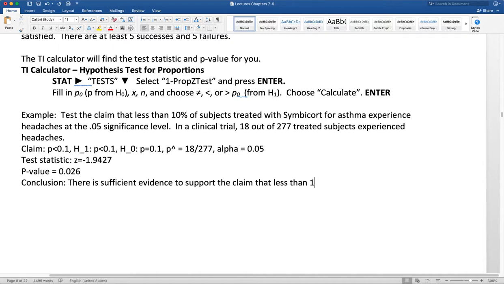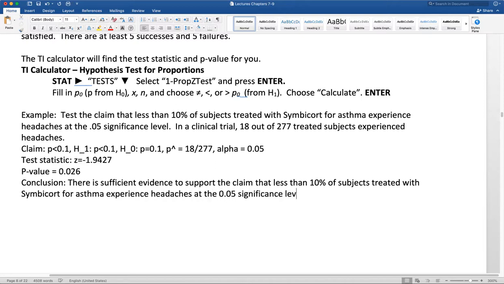That 10% of subjects seen by a court for asthma experience headache. So at the 0.05 significance level, okay, that's the conclusion.